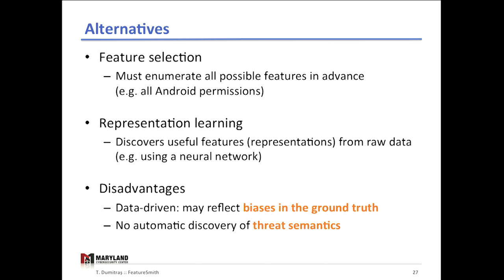Now, unlike automatic feature engineering, these techniques are data-driven. So they identify features that are the best for modeling a given ground truth. And if that ground truth is not representative for the threat that you're trying to detect, then the features and the resulting models will also have those biases. And also, these techniques do not allow an automatic discovery of threat semantics.